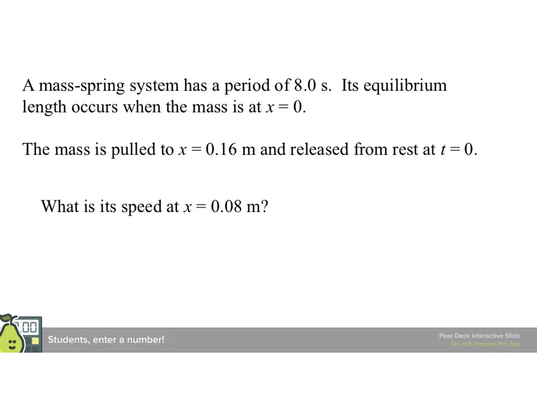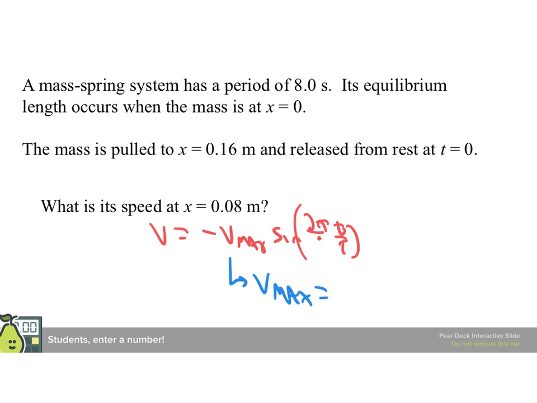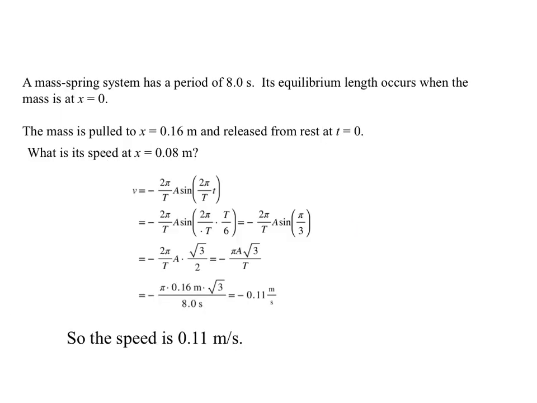What is its speed as it moves through that point? Again, we know that v is minus v max times the sine of the same factor, 2 pi t over T. We know that v max is 2 pi over T times the amplitude. And so we can do the same kind of game. We say it's minus 2 pi over T times A times the sine of all that stuff. We know that we're at 1/6 period, so we can do a little cute thing here by saying we know the sine of pi over 3, because we knew that that was what the argument was. And then we just do some grindy things, and we find out that the velocity is minus 0.11 meters per second, so the speed is 0.11 meters per second.